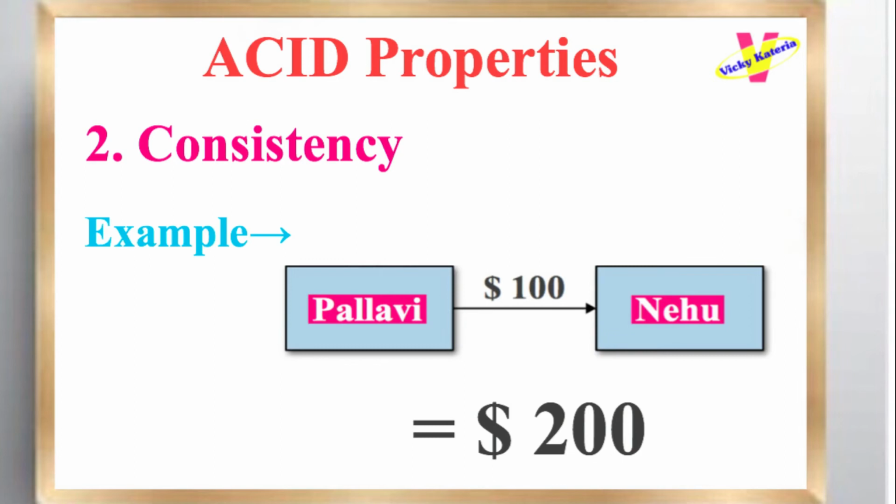Example. The total amount in Pallavi and Nehu account should be the same before and after the transaction. The sum of the money in Pallavi and Nehu account before and after the transaction is $200. So this transaction preserves consistency, one of the ACID properties in DBMS.